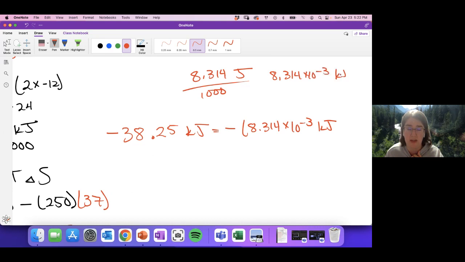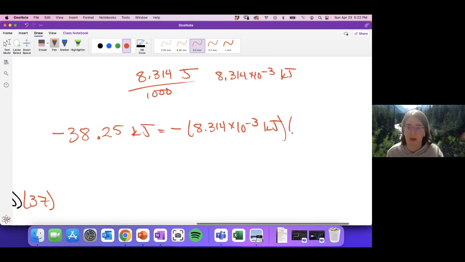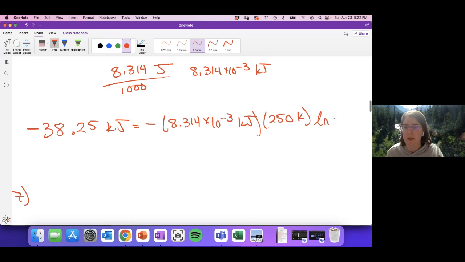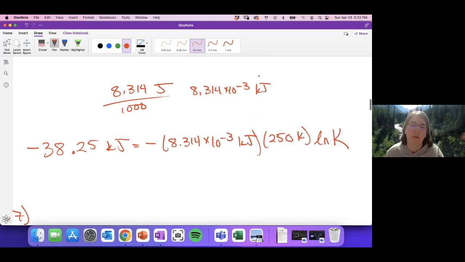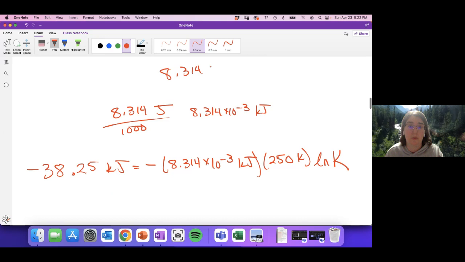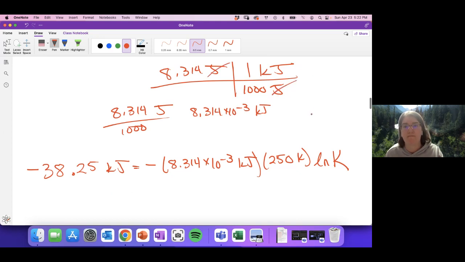Yes, I am doing that relatively quickly, so I'm not doing a very good job of demonstrating changing units. If you do need that done better, let me know. I'll just do it real quick. 8.314 joules. There are 1,000 joules in 1 kilojoule. So that's how we're doing that math. We're dividing by 1,000 when we go from joules to kilojoules. Metric conversions, it's been a while.